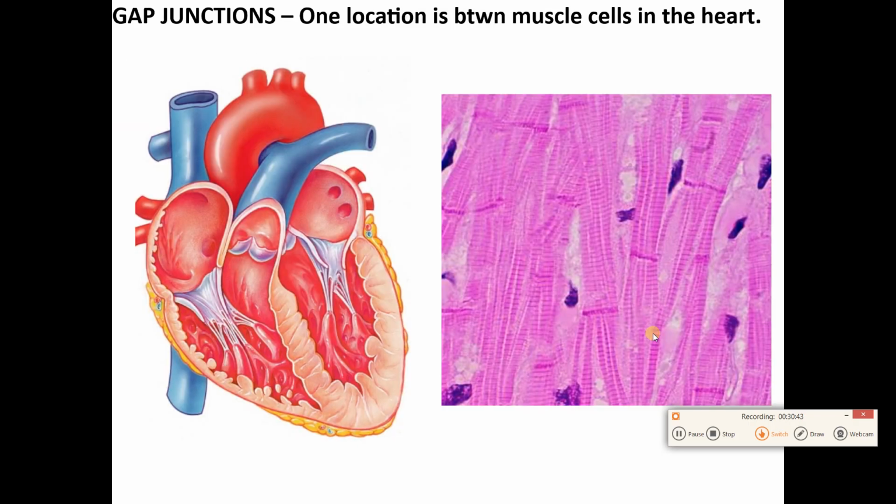Now, gap junctions are very much found in the muscle of my heart. Here are some cardiac muscle cells. These pink lines are where we find the gap junctions. The gap junctions let the heart muscle cells all work together as a coordinated unit. They can communicate with one another via those gap junctions.